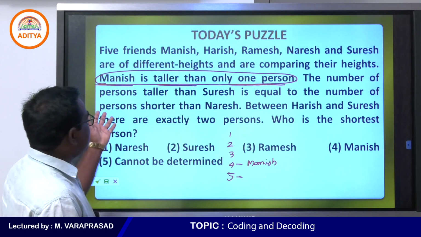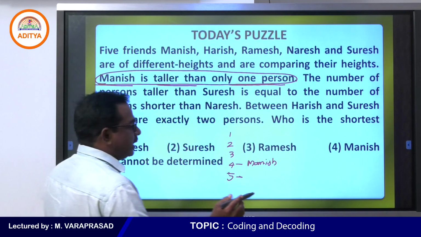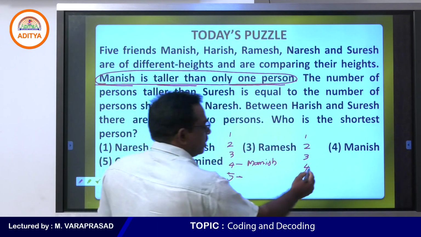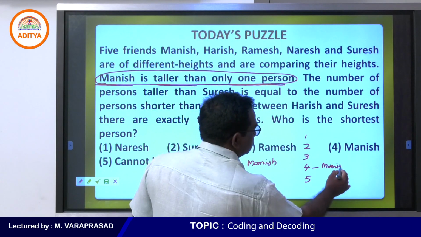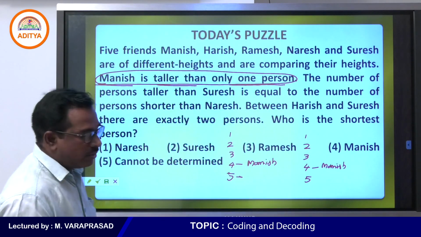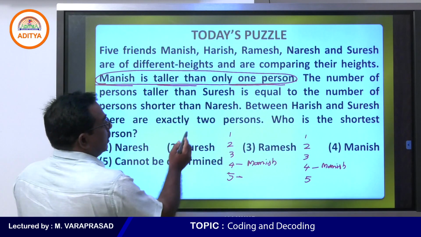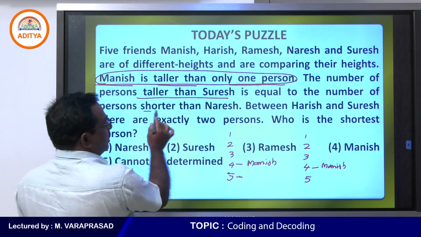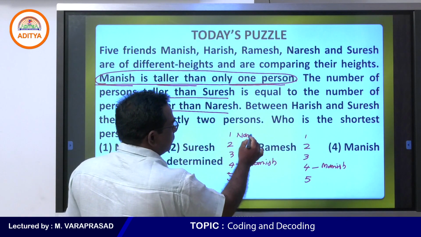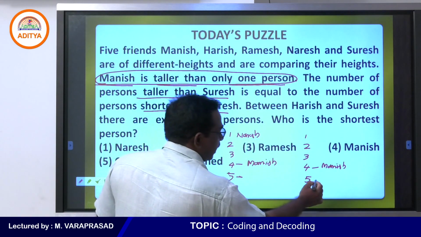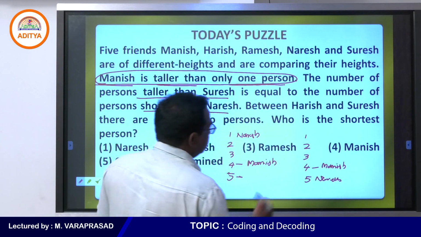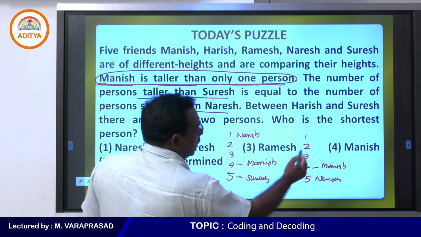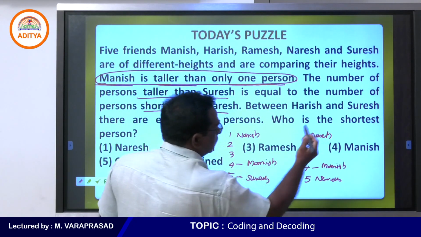Now the number of persons taller than Suresh. So here somebody is asking why we can't take here. Manish is fixed. Why we can't take out? Now you see, taller than Suresh is equal to number of persons shorter than Naresh. Naresh we can take here, or Naresh we can take here. Somebody is asking this condition, and Suresh we can take here, and Suresh we can take here. Case 1 and case 2.